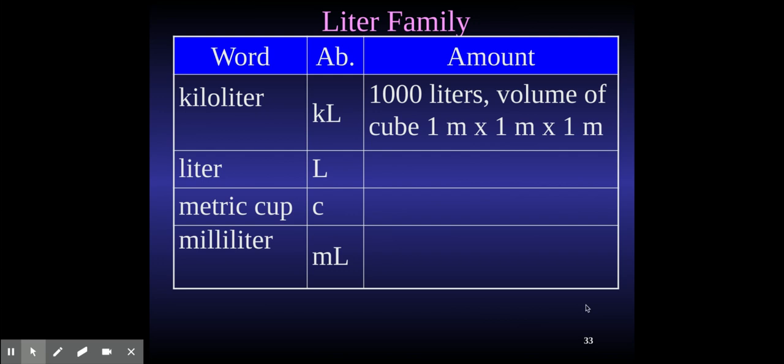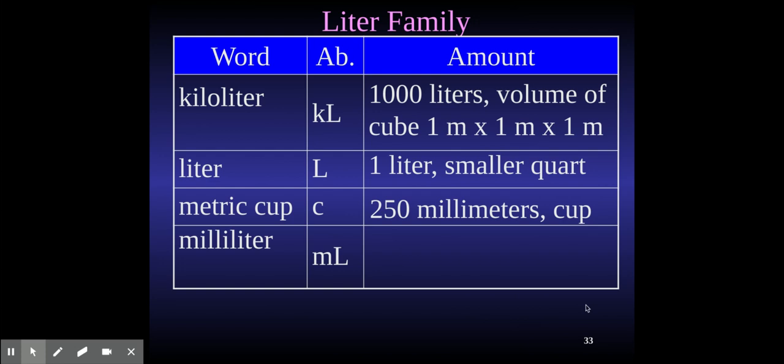So like we said, a kiloliter is about 1,000 liters. A liter is about a small quart or a water bottle size. They have a cup that's about the same size as ours. And then milliliters are just about 10 drops.